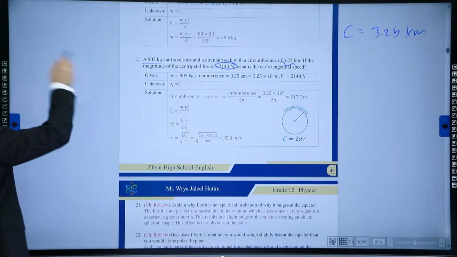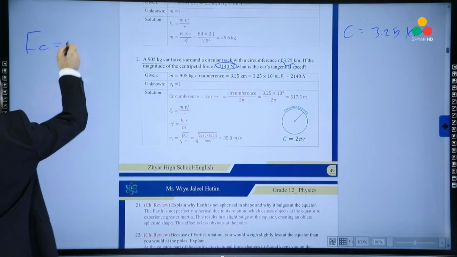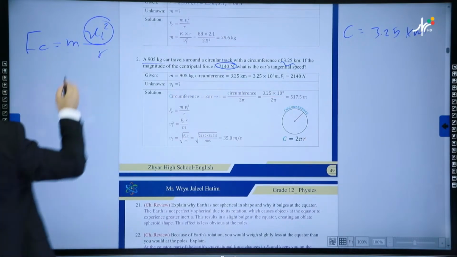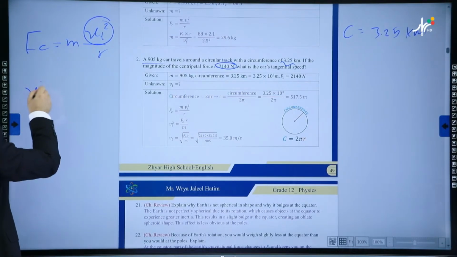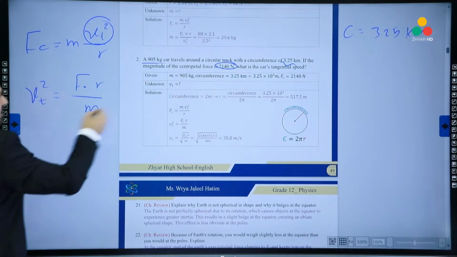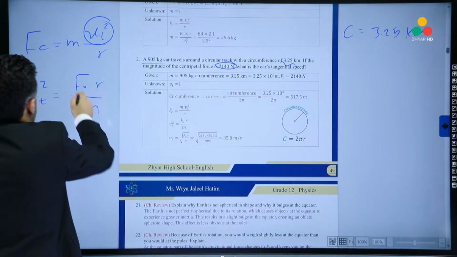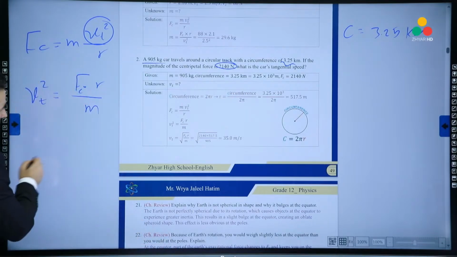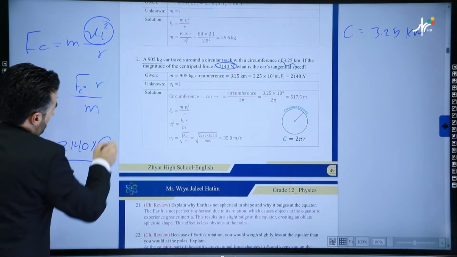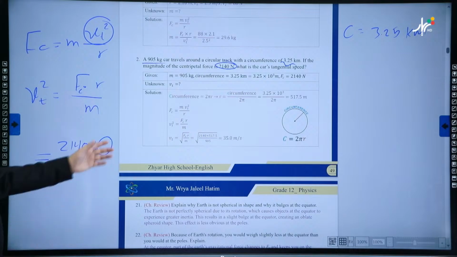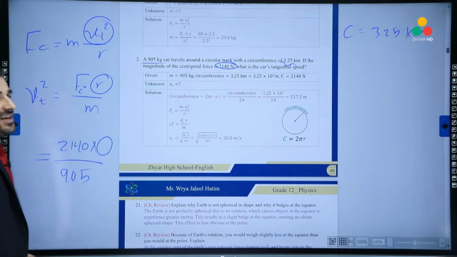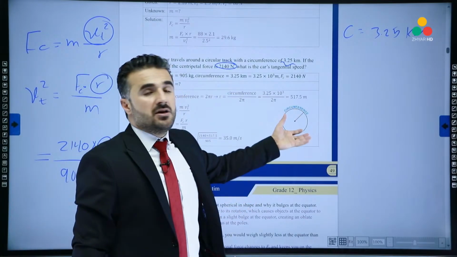Very good. Now, because they're asking for tangential speed, centripetal force equals mass times tangential speed squared over the radius. Then, of course, we want tangential speed. So tangential speed squared equals force times the radius divided by the mass. We do have the centripetal force, which is 2140 newtons, times the radius. But here's the question: do I have the radius? What about the mass? I do have the mass, 905. But do I have both? The answer is no. So why do you think they have given you the circumference?